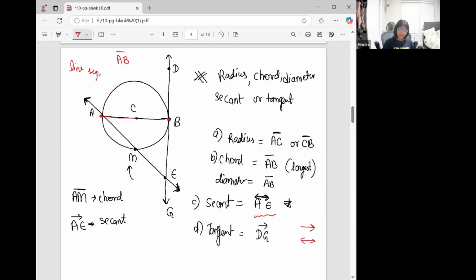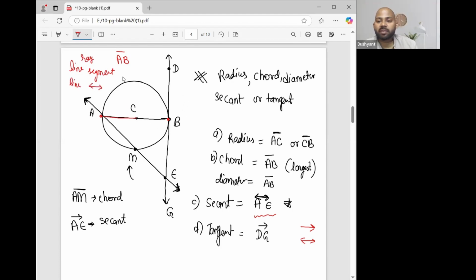So we have a difference between line segment, ray and line. A line has arrows on both sides, that means we can extend it. A ray has just one direction. A line segment has fixed points, no direction, which means no extension. So A to B is fixed here. Only then can we say it's my diameter, otherwise it's not.